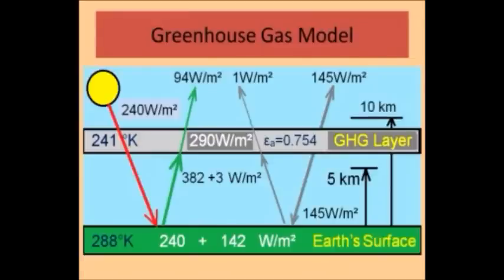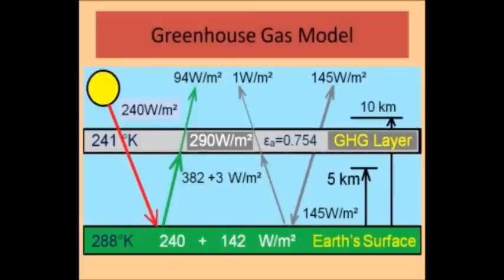Here we have our previous greenhouse gas model updated with the new information. Interestingly, the simple feedback model produced results within 1 watt per square metre of those obtained in this model. However, this model gives additional information. We found the emissivity and temperature of the greenhouse gas layer, that is 0.754 and 241 degrees Kelvin, respectively.